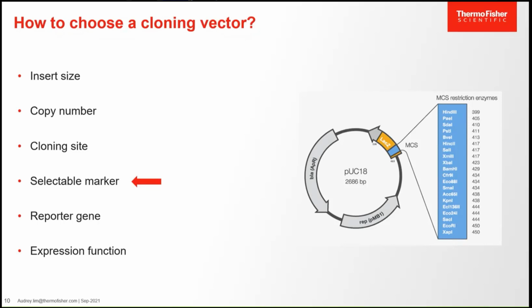Okay, and then next is the reporter gene. Reporter genes are used in some cloning vectors to facilitate the screening of successful clones, using features of the gene that allow successful clones to be easily identified. For example, shown here is the lacZ alpha fragment for blue-white selection. And finally, if your intention is to express the gene, then the cloning vector must have the right promoter for transcription.